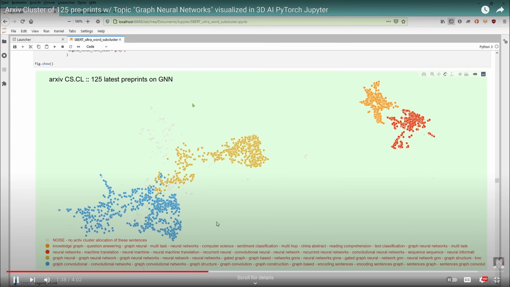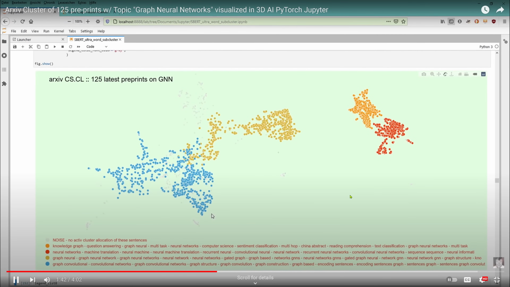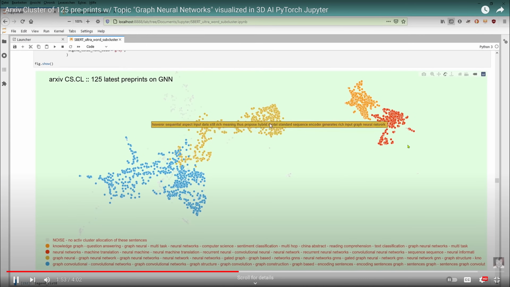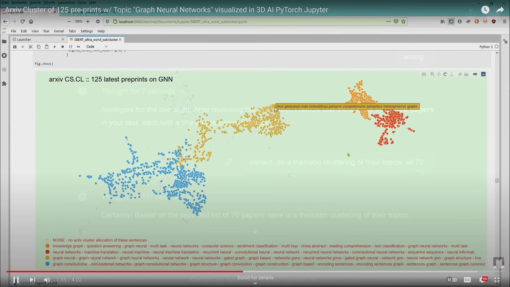How to cluster? Easy. I have a notebook. I coded this 3 years ago in this video on my channel. This is the vector space. Here you see, from 125 AI papers, the cluster structure in this vector space. And now we do it without coding.